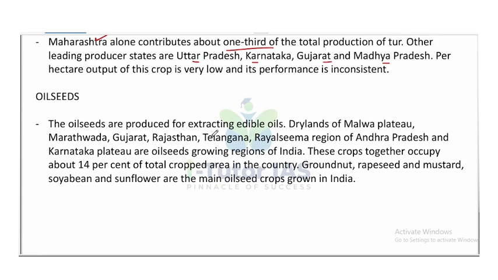Oilseeds are produced for extracting edible oil. Drylands of Malwa Plateau, Marathwada, Gujarat, Rajasthan, Telangana, Rayalaseema region of Andhra Pradesh and Karnataka Plateau are oilseed growing regions. These crops together occupy about 14% of total cropped area in the country. Groundnut, rapeseed and mustard, soybean and sunflower are the main oilseed crops grown in India.